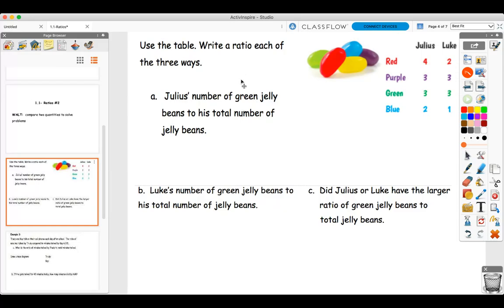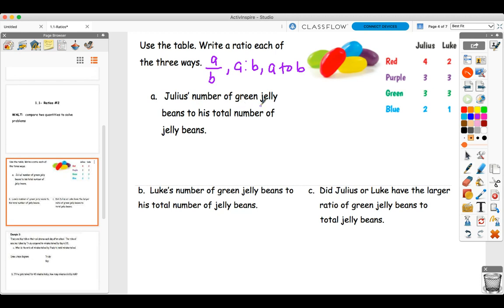To write a ratio in each of the three ways. Remember, each of the three ways to write a ratio is a fraction, using the colon, and the word to. So you're going to be doing it all three ways. But let's first write it one way. So let's see what it says.